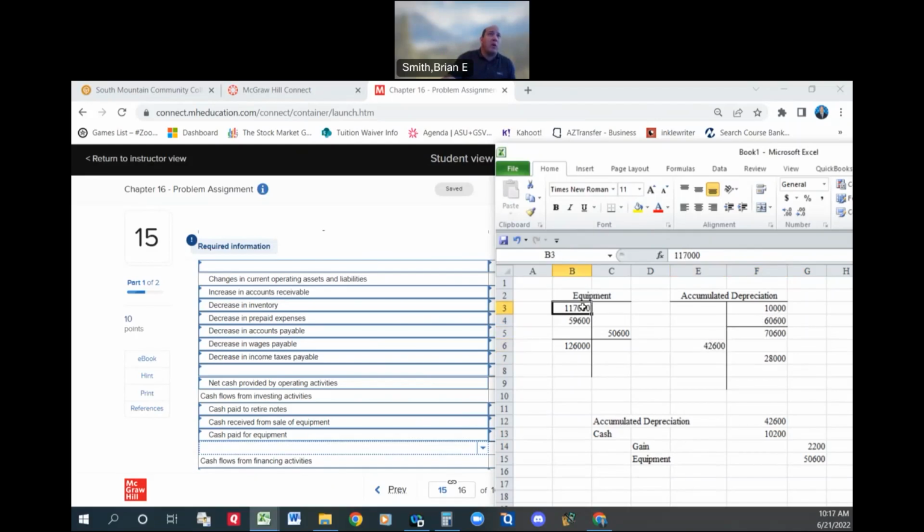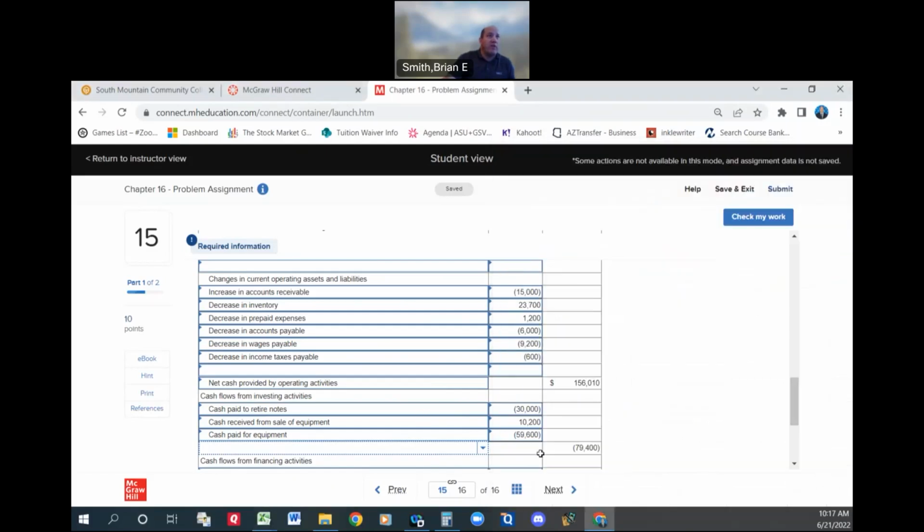I evaluated the equipment account by taking the beginning balance and adding to it the amount of the equipment that we bought. And then I knew our ending balance, and that could tell me how much our equipment was that we got rid of, the cost of that. So I was able to plug that in based on this analysis. I was able to plug this accumulated depreciation amount in based on this analysis. Gain was given, and so I could compute and calculate the cash amount. So that's how I did that.